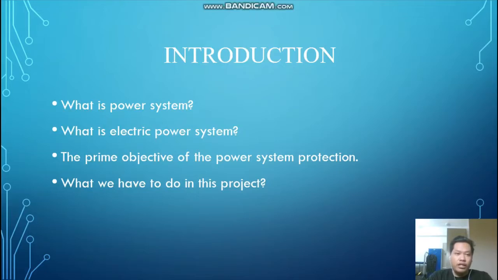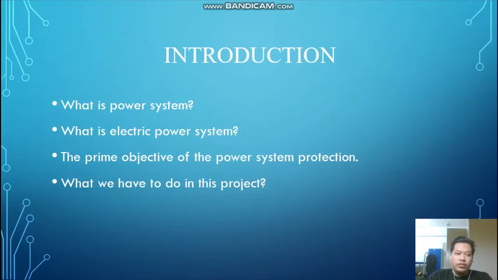Okay, I will explain about our introduction. What is power system? The power system is a network which consists of generation, distribution, and transmission systems. It uses the form of energy like coal or diesel and converts it into electrical energy.